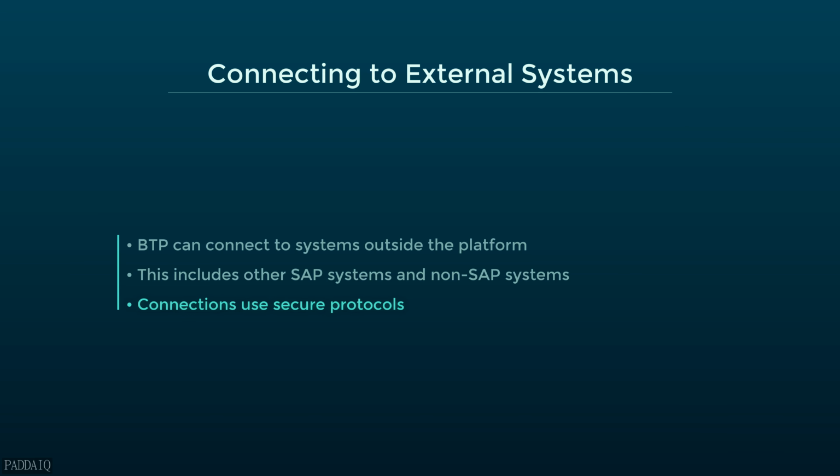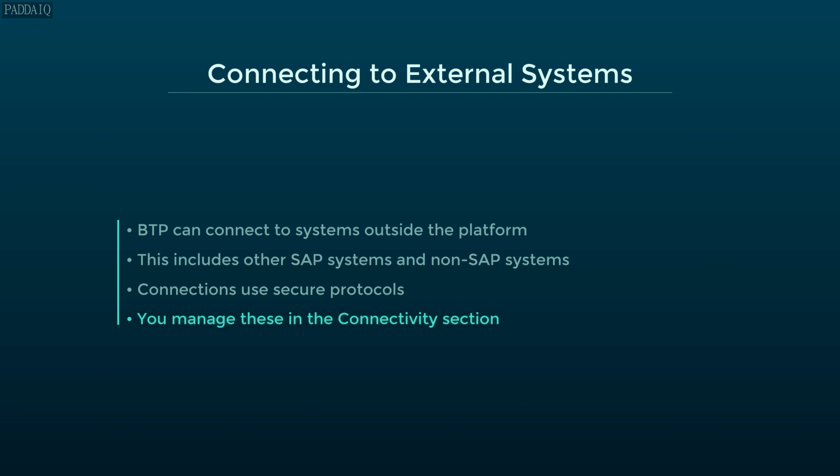Connections use secure protocols. This means data transmitted between SAP BTP and external systems is encrypted, preventing unauthorized access. For instance, when integrating with a cloud storage service, HTTPS ensures your files are transferred safely. This security measure is essential for protecting sensitive information in all integrations.